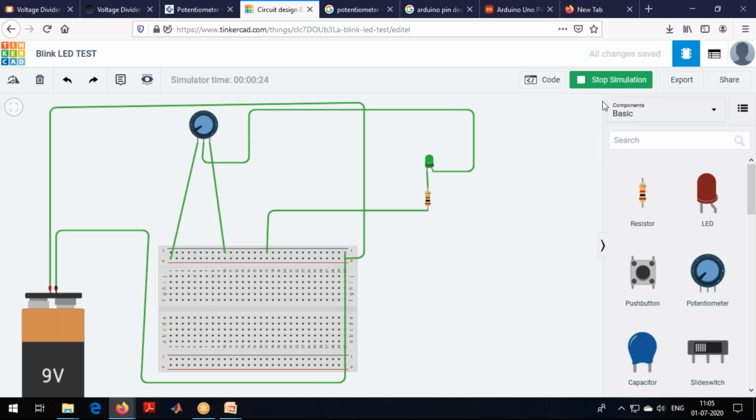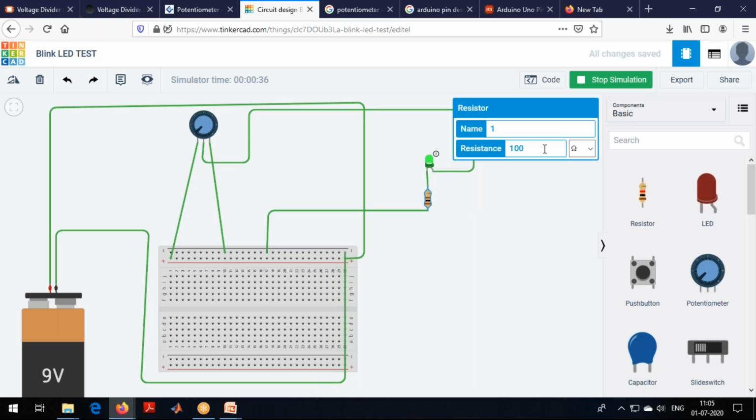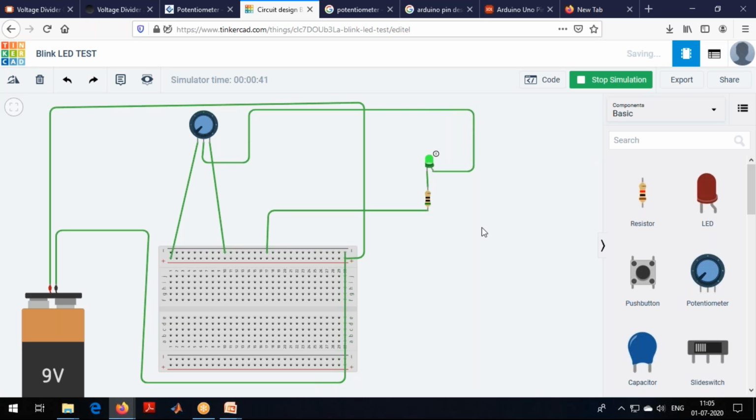Let me reduce this one to some 100. Okay, let's see. You should not keep this little resistance in general, I'm doing this just to make it clear. As soon as I move here, the LED is turning off. When I move this side, the LED is turning on, because the voltage level is changing.